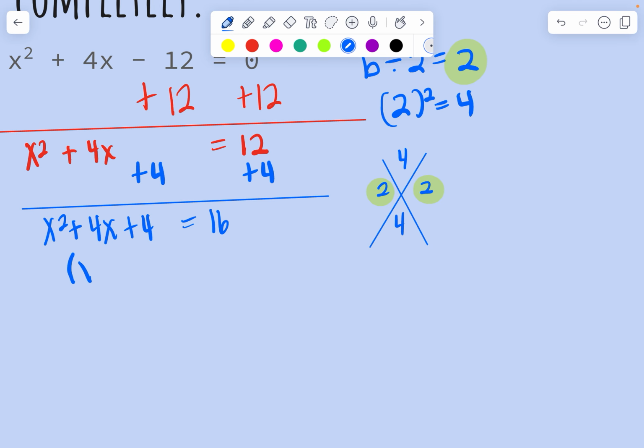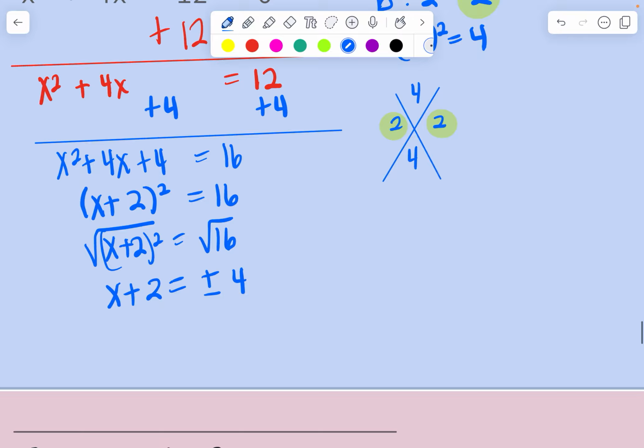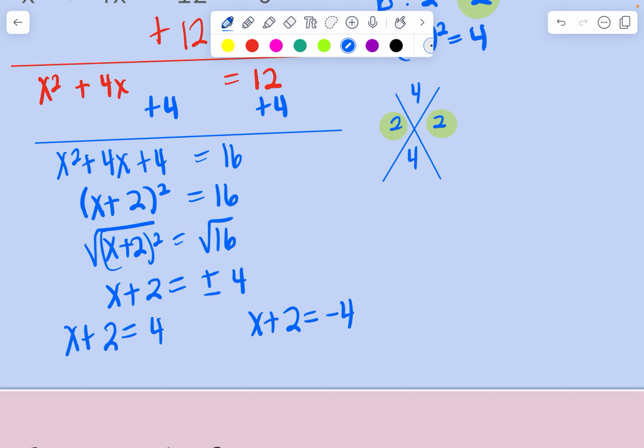So now this becomes x plus 2 squared equals 16. If I square root both sides, I end up with x plus 2 equals positive and negative 4, because that is the square root of 16. So x plus 2 is positive 4, and x plus 2 is negative 4. Subtract 2, subtract 2. We'll get x equals 2 here. Subtract 2, subtract 2. We'll get x equals negative 6.